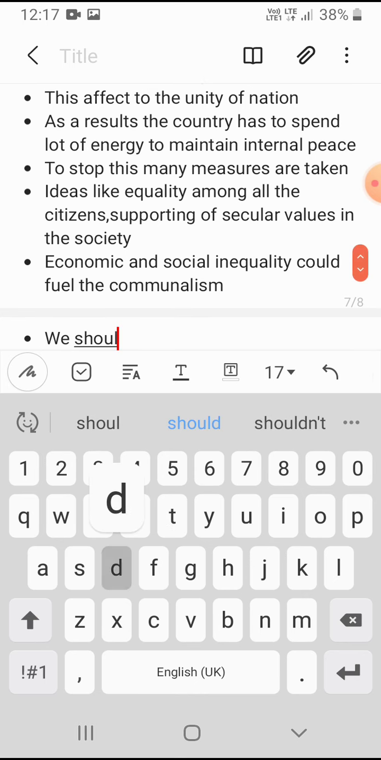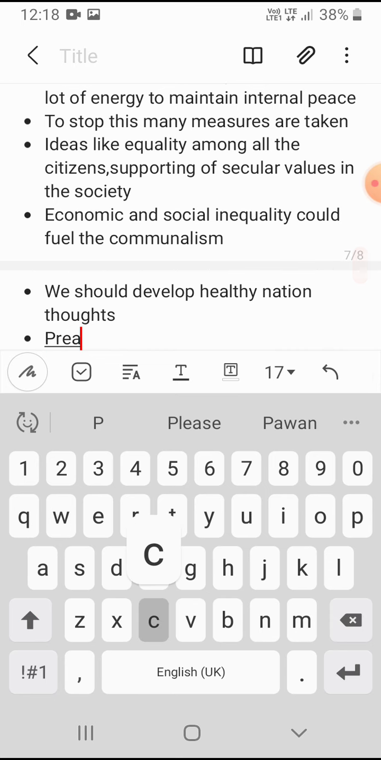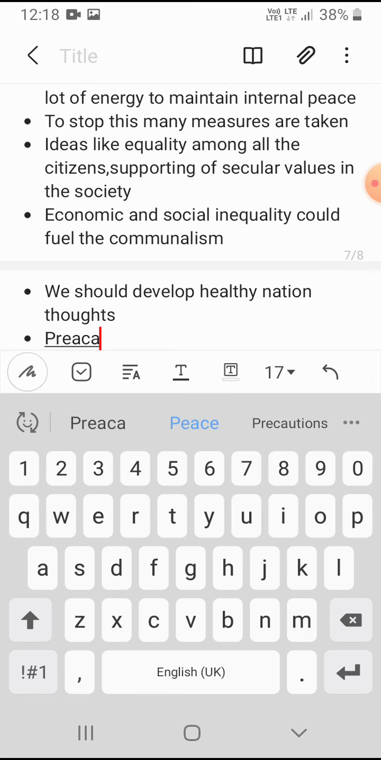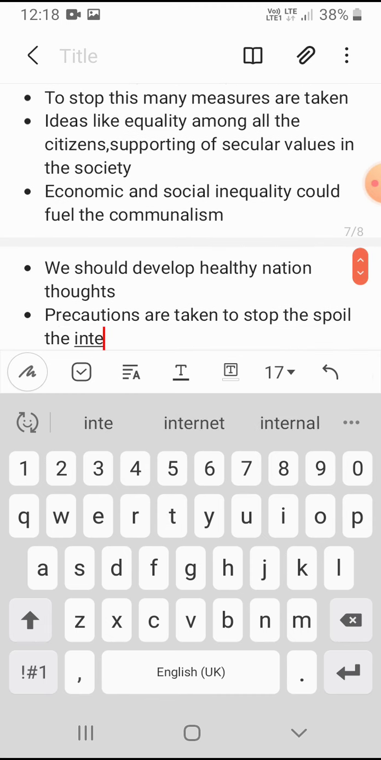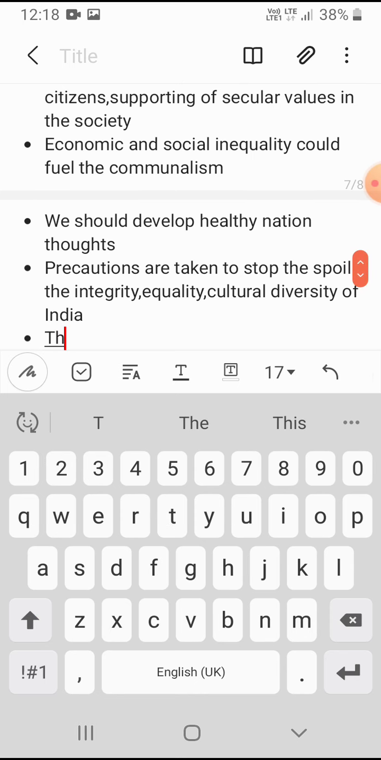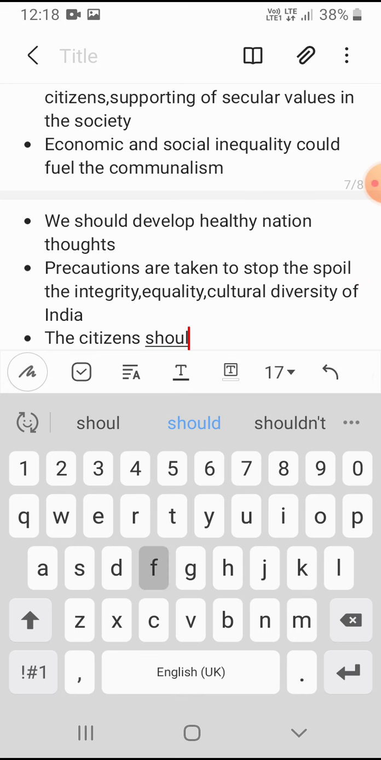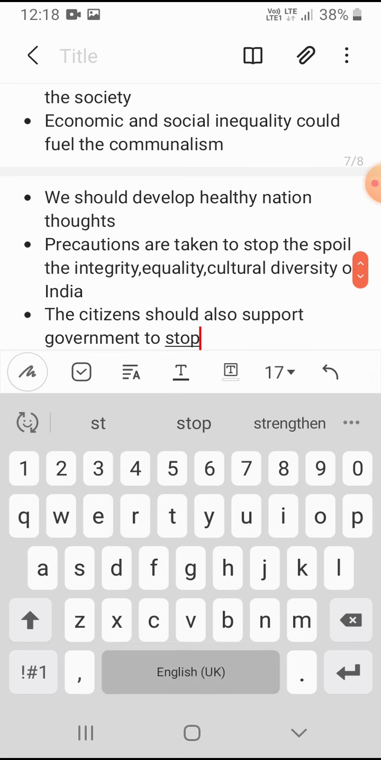And we should develop healthy national thought so that no one joins communalism. Precautions are taken to stop the spoiling of the culture, integrity and equality of India. Many precautions have been taken, and the citizens should also support the government to stop communalism.